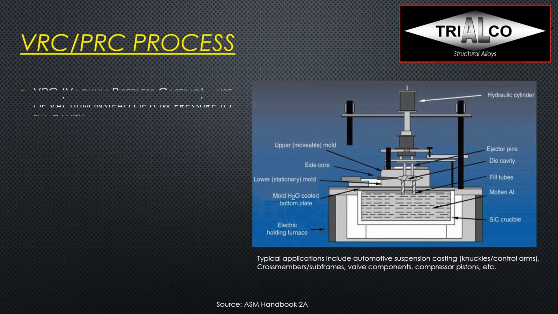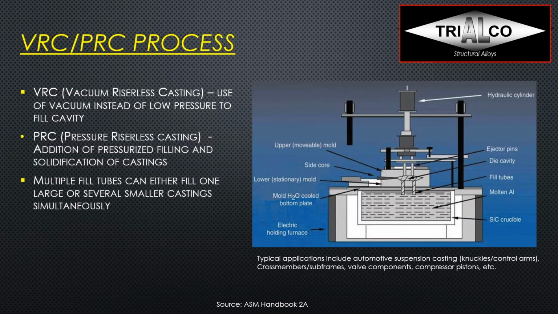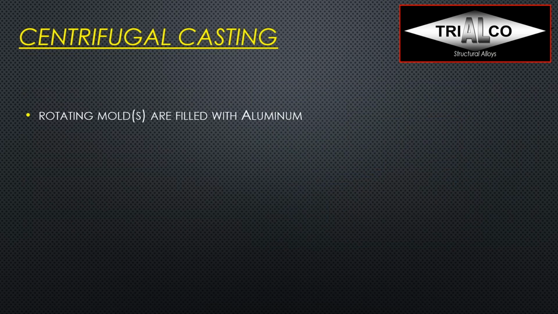Now, you might have heard of the VRC or PRC process. So VRC stands for Vacuum Riserless Casting, and that uses a vacuum instead of low pressure to fill the cavity by pulling the metal into the cavity. And then PRC, which stands for Pressure Riserless Casting, is where we pressurize the filling and solidification of the casting. Now you can have multiple fill tubes. They can fill one large or several castings at the same time. You can also highly automate the production rate and really make a lot of high integrity castings, like automotive suspension parts, for example.